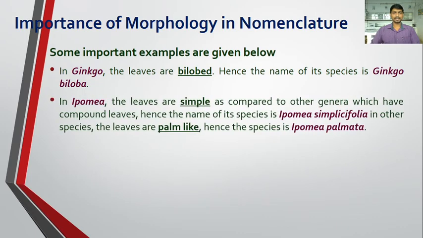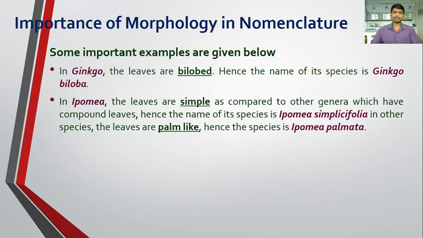In Ipomoea, the leaves are simple as compared to the other genera which have compound leaves. Hence the name of its species is Ipomoea simplicifolia. This species name, simplicifolia, arises from the morphological character that the leaves are simple as compared to the other genera having compound leaves. So in Ipomoea, the leaves are simple.